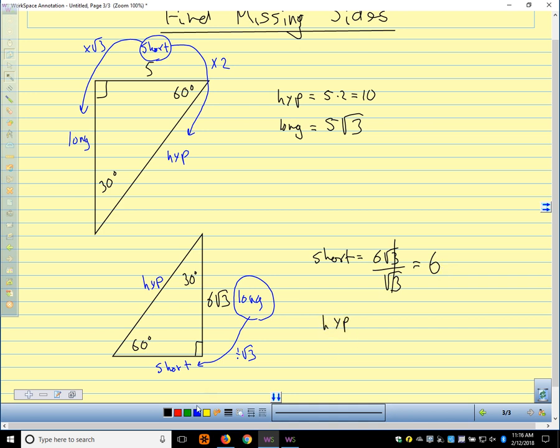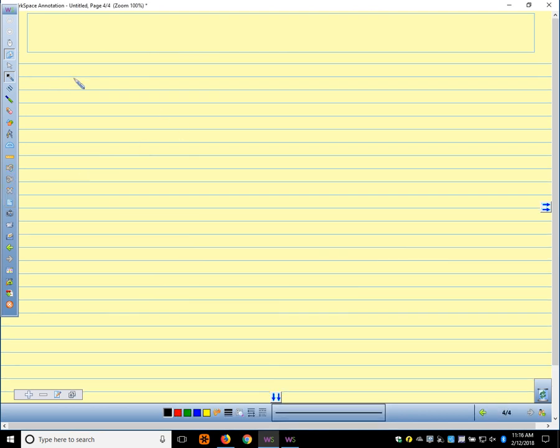And the hypotenuse, now we have our key. This is 6. To go from the short to the hypotenuse, what do we do? Multiply by 2. So the hypotenuse is just 12, 6 times 2. All right, questions there? Okay, just like with 45, 45, 90 triangles, you don't necessarily always have a square root of 3 in your answer. We use that to get to our answer, but that doesn't always show up in our answer.